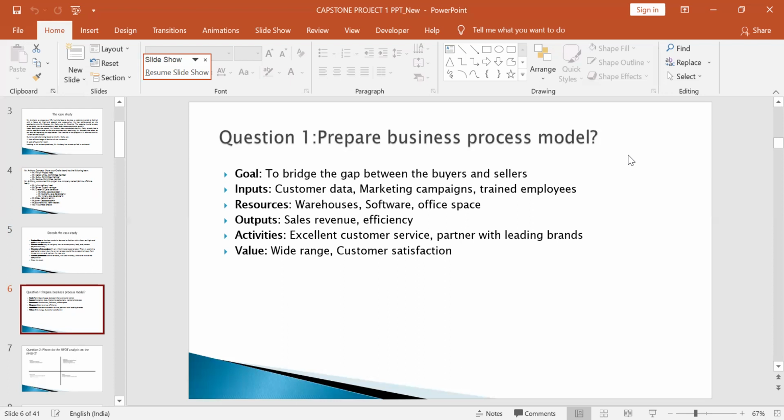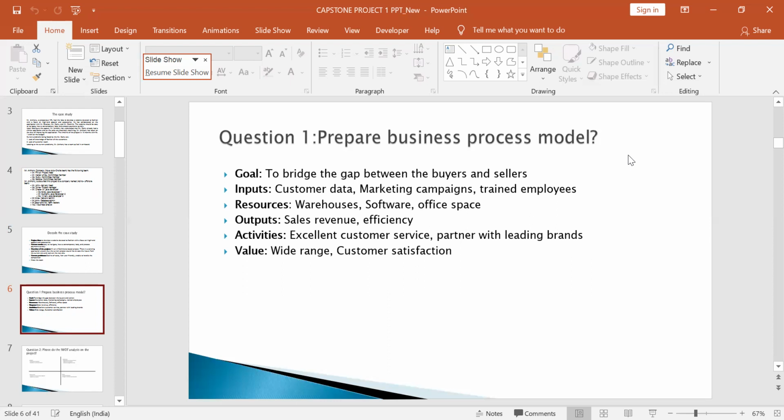Next, activities. Some activities like excellent customer service. Customers will give reviews, everything, right? So we check whether the service is there or not. Partnering with the leading brands, we check that. The value: customer satisfaction. We check whether the customer is satisfied or not. So that is the value.